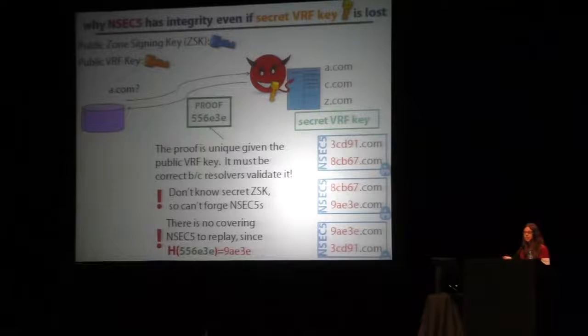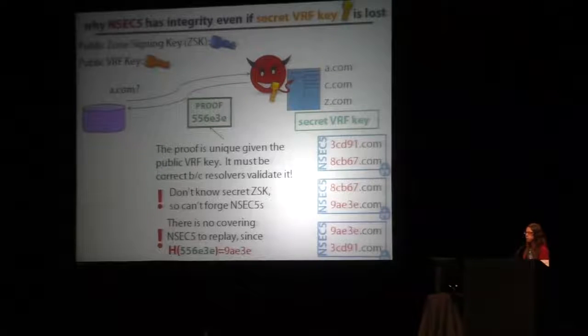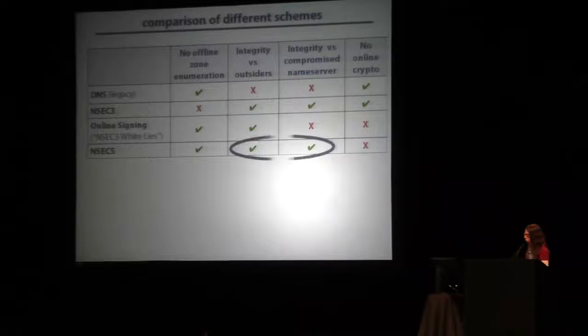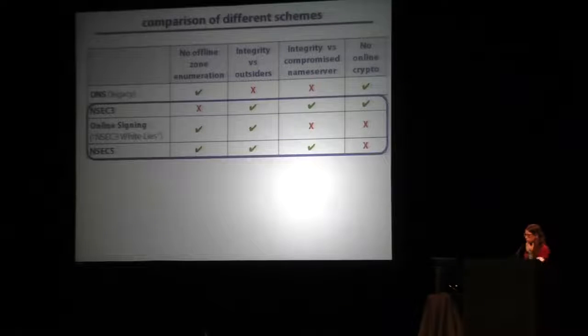And if you think about it, this is exactly why NSEC3 is secure. If you just get rid of the VRF and just think of SHA-1, this is exactly why it works. Okay, it's the same idea. Okay, so I just showed you why we have integrity, even if the name server is compromised. And so this is kind of the state of the world. These are the options. You can have offline zone enumeration, be robust to name server compromise, but not do online crypto. Okay, so if you don't care about zone enumeration, this is a good solution. If you care about zone enumeration, in this solution, you lose integrity if the name server is compromised and you have to do online crypto, versus NSEC5, where you do not lose integrity if the name server is compromised and you also have to do online crypto. Okay? So that's basically the state of the world.